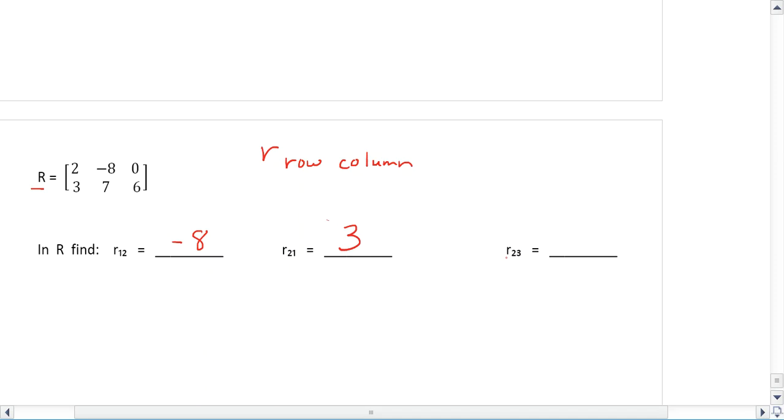Here we're looking for the element that's in the second row, third column. So go down to the second row, over to the third column, and we would find the entry of 6.